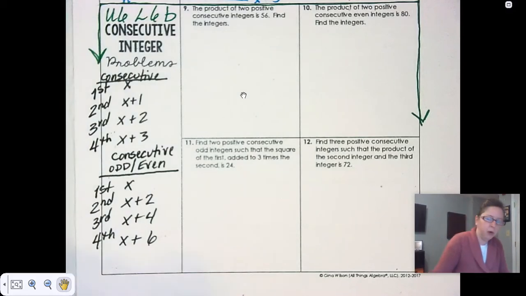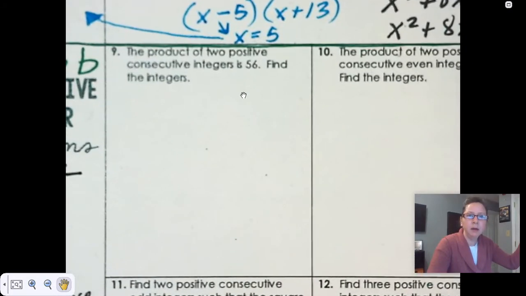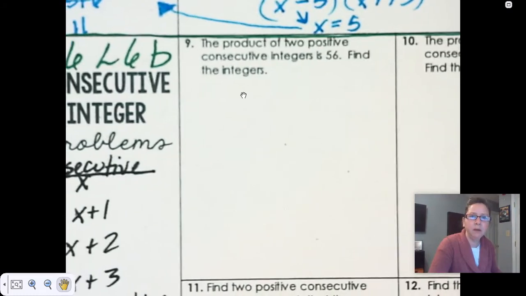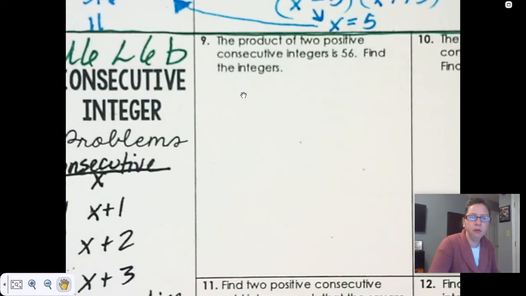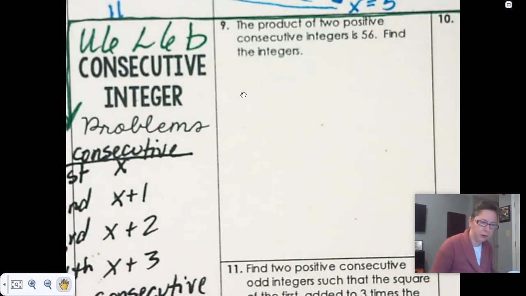Okay, so number 1, I'm going to zoom in here. The product of 2 positive consecutive integers is 56. So we did problems like this earlier in the year. The only difference was instead of the word product, we were previously working with like the sum of 2 positive consecutive integers, okay? Now we're switching that to products, which is multiplication.